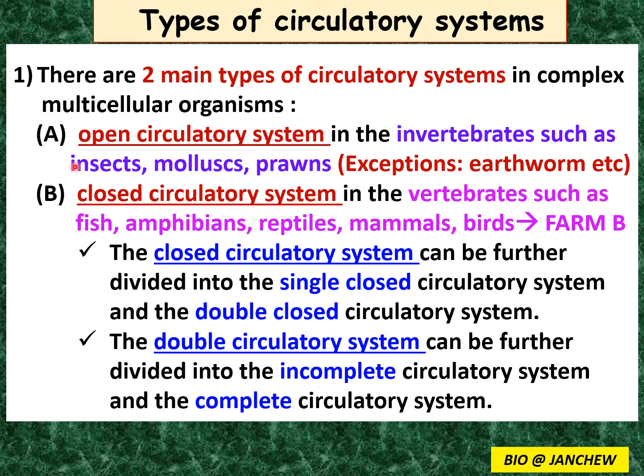But we'll leave that out because our focus is on the insects, and then also on the vertebrates that have the closed circulatory system, like the fish, frog, which is an amphibian, and humans, which is a mammal. We'll be studying fish, frog, and mammals, and then also insects.